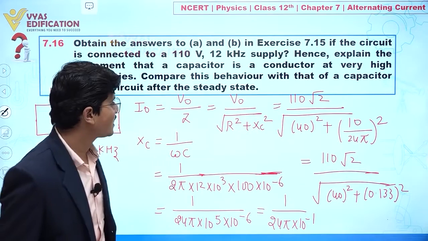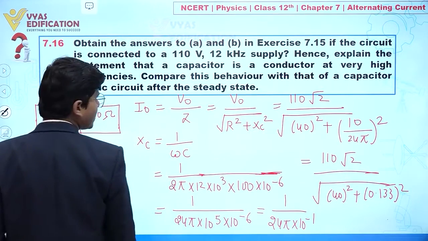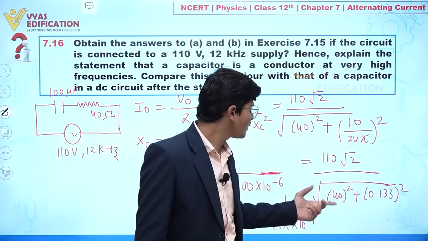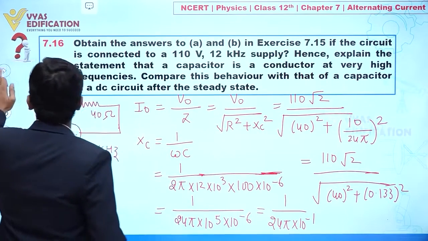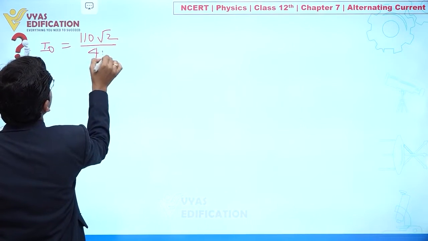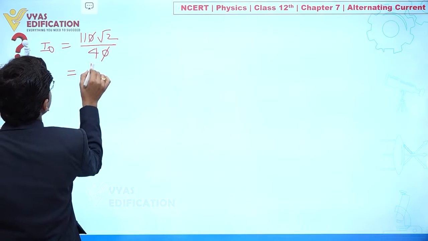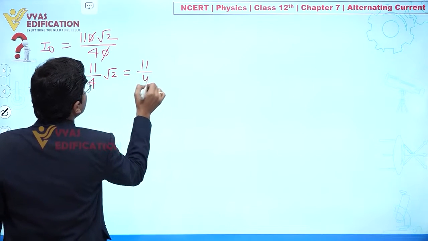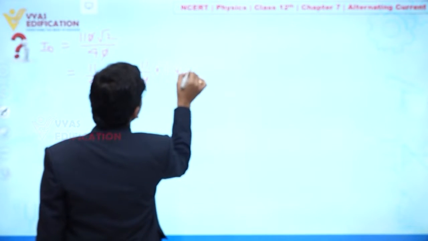It means we are neglecting that value. So from here we are getting the maximum value of current, 110 under root 2 divided by 40. So the value of I naught is 110 under root 2 divided by 40. We can say this one and this one cancel out, so 11 by 4 multiplied by under root 2. So 11 by 4, 1.414.